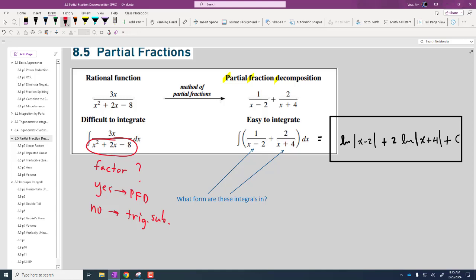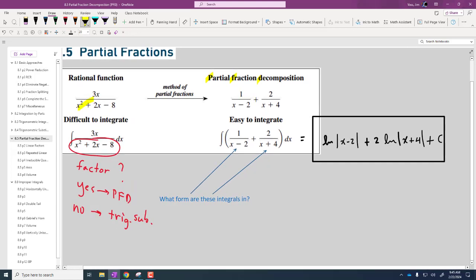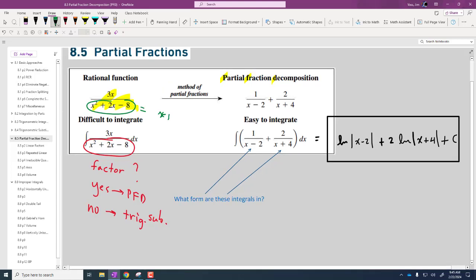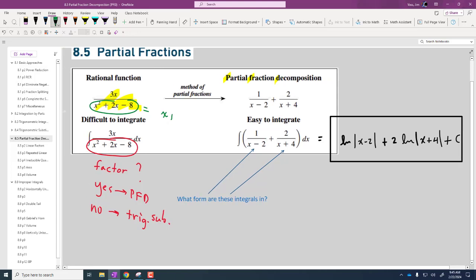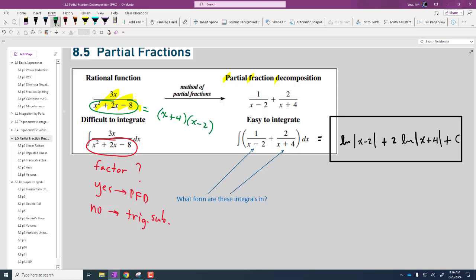So then the question becomes, how do we take this rational expression and break it apart into its constituent partial fractions? How do we find those two partial fractions? Well, obviously, the denominators are coming from the factorization of this. This factors into x plus 4 and x minus 2, right? And so you can see that the denominators are coming from those factors. And the math is going to be trying to find the numerators. So here's how we do it.